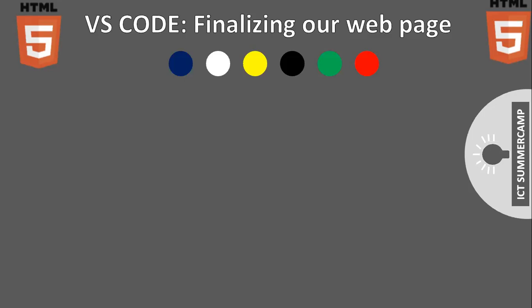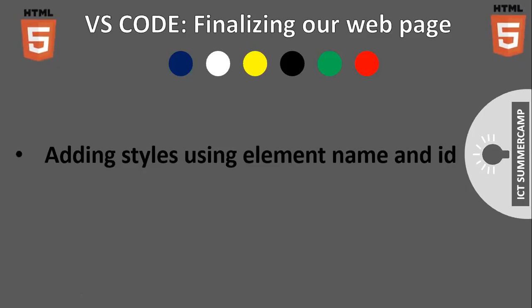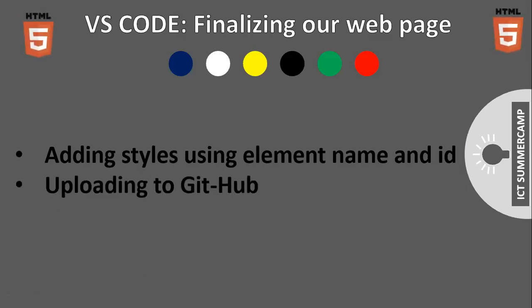So today we'll be putting everything together and finalizing our web page. We'll be adding styles to our elements. We want to add styles using element name and then also add styles using element ID. I will explain why ID is a very important attribute. Then we'd also be uploading our code to GitHub.